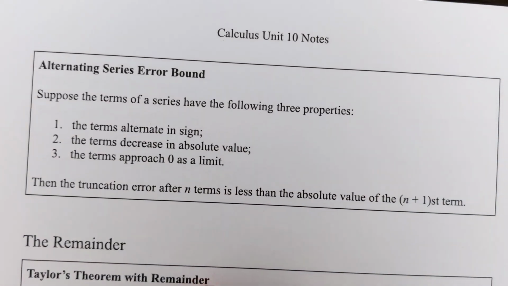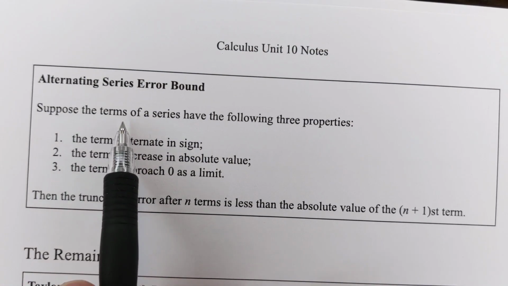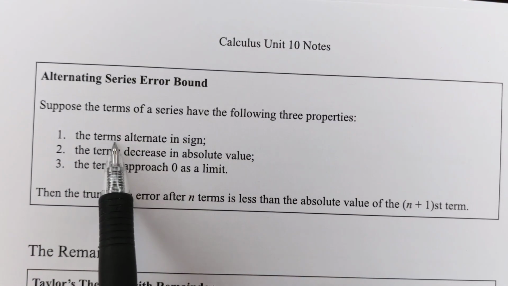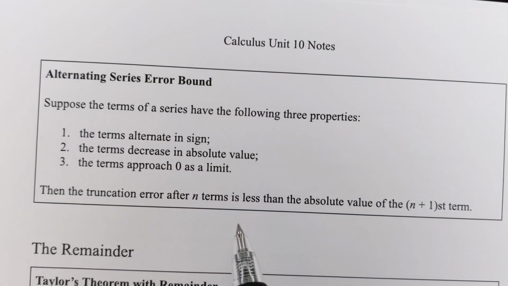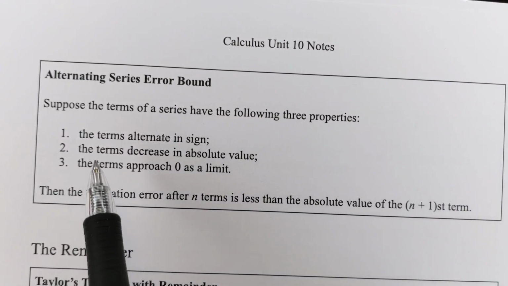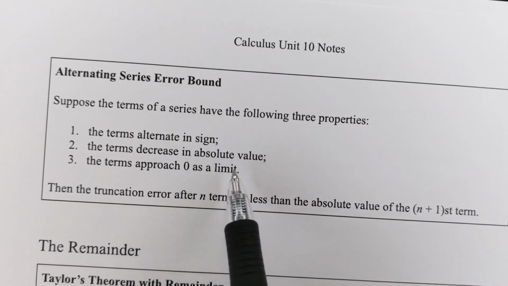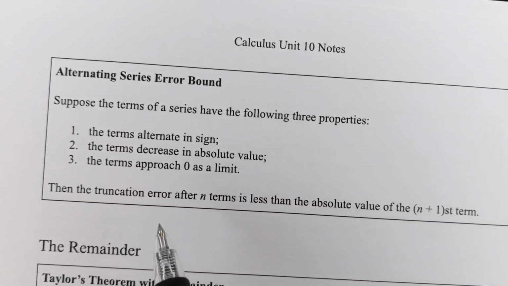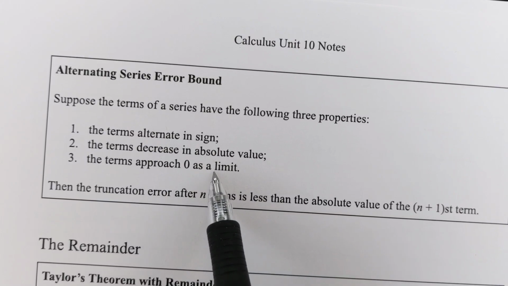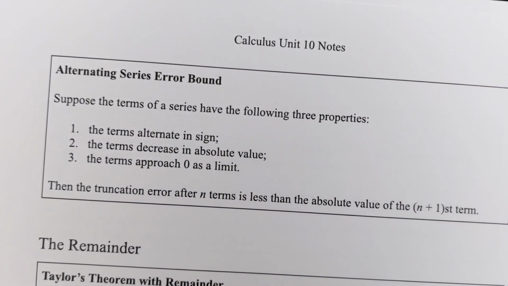Okay, so we have the alternating series error bound. So suppose the terms of a series have the following three properties. The terms alternate in sign, so positive, negative. So it's like our sine function before. The terms decrease in absolute value, meaning they get closer to zero. Whether they're positive or negative doesn't matter. The absolute value just means closer to zero. The terms approach zero as a limit, so they'll eventually reach zero.